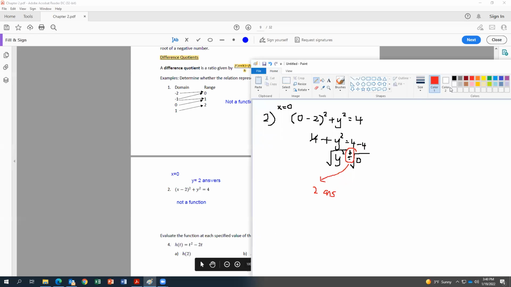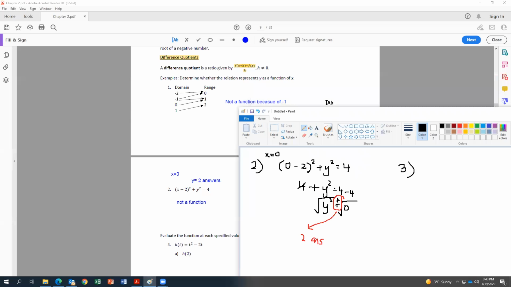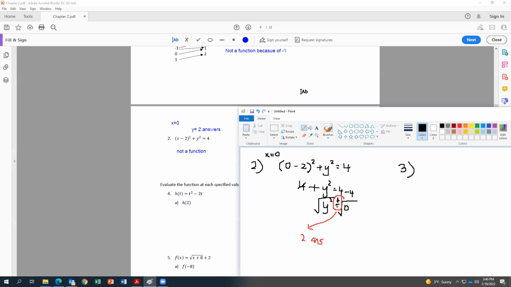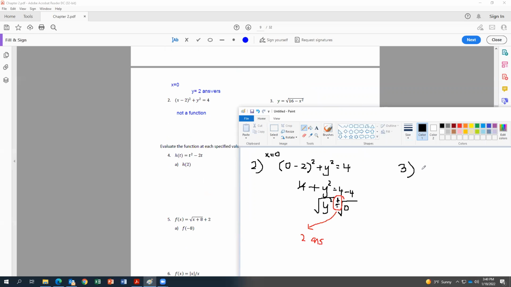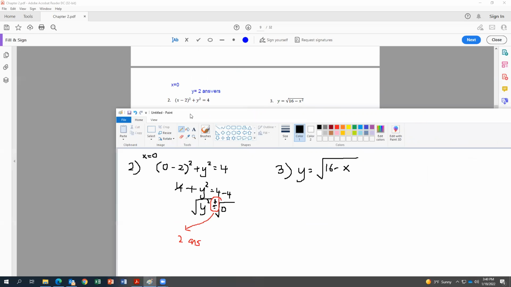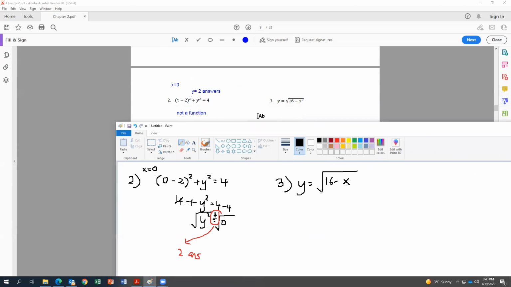So this is how we figure out algebraically if that is a function or not. Plug in any x values you want and solve for y. And if you only got one answer, then it's a function. If you got a plus minus sign like this, you got 2 answers, you will have not a function here.